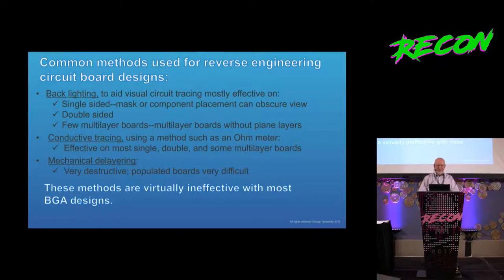Common methods used for reverse engineering circuit boards: backlighting, conductive tracing, mechanical delayering. Backlighting is effective on simple two-layer boards, single-layer boards, and boards without plane layers that actually obstruct your entire view. Conductive tracing works well with some boards, but it's difficult at best. And mechanical delayering is a very messy and destructive method. It can be done, but again, it's very difficult to do.